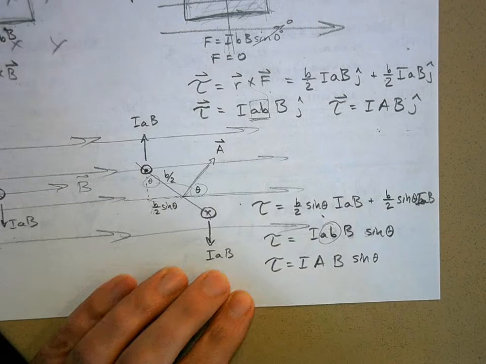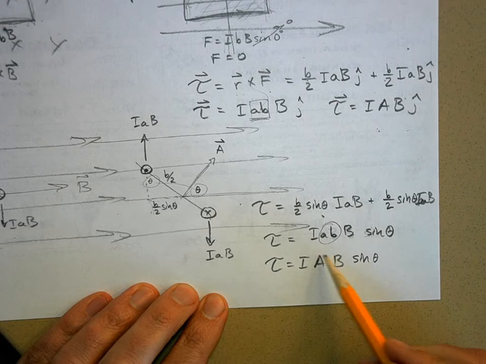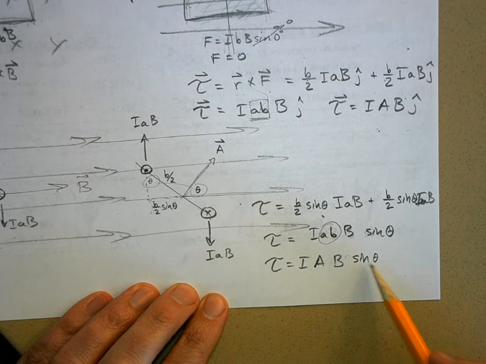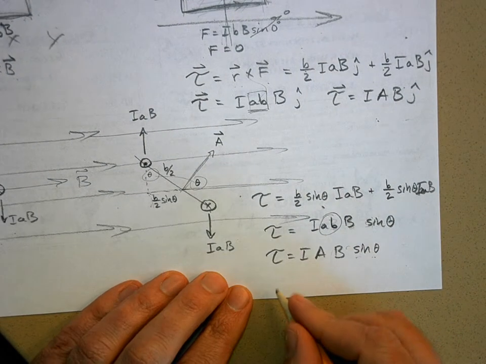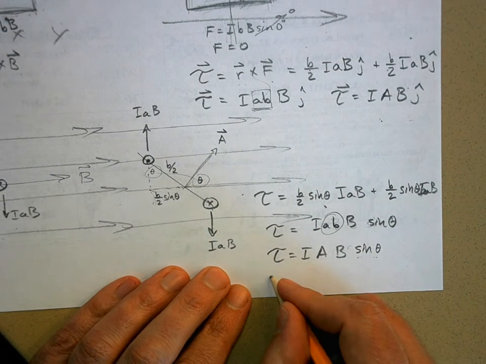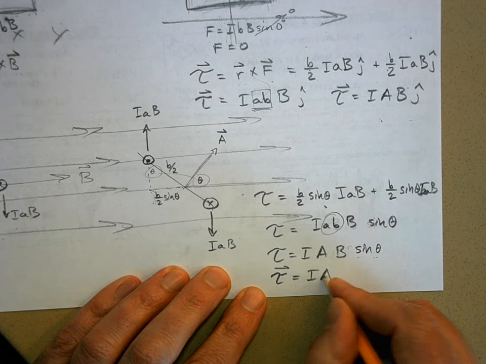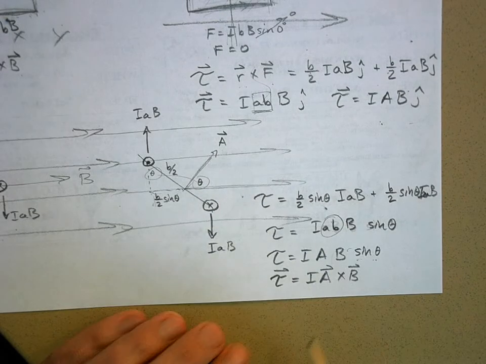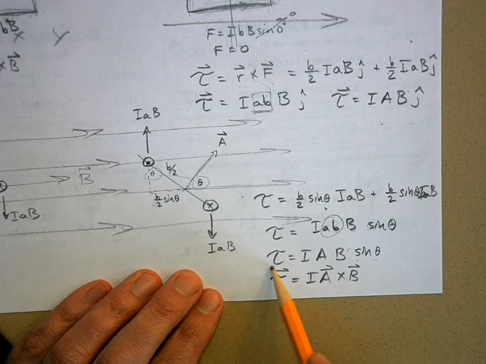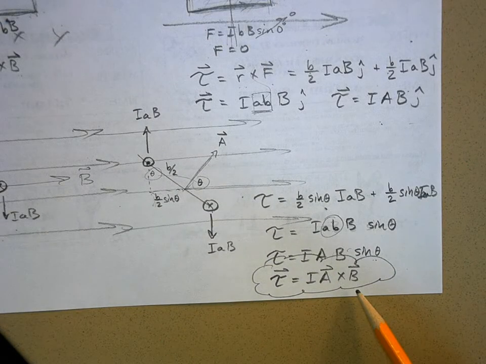Well, look at this. A is a vector, that's the area vector. B is a vector. And I'm multiplying by the sine theta. Well, that's a cross product. That defines a cross product. And so we get the torque is equal to IA cross B. And this defines the torque that I get on a loop in a wire.